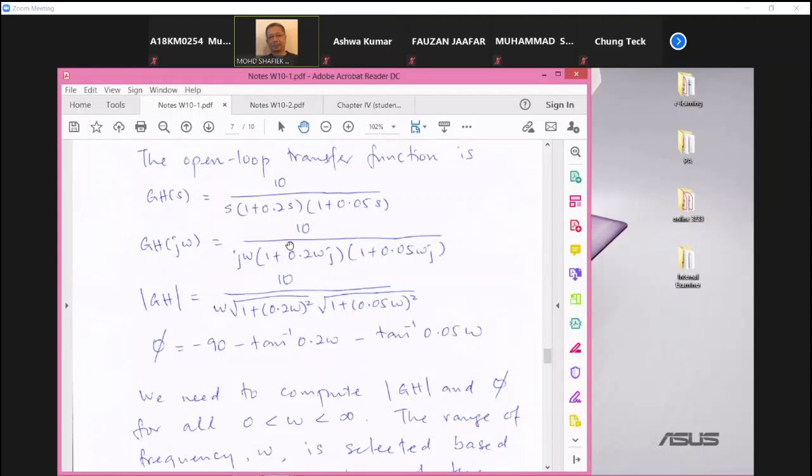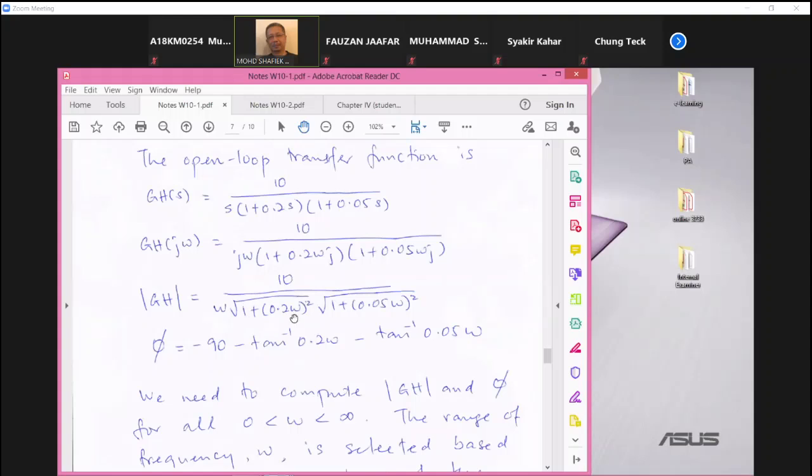Now the phase angle. You have 4 terms here. In the numerator, you have 10, which is just a real number. The phase angle for a real number is 0, so you don't have to worry about the phase angle of 10. For the 1 over s term, since it's in the denominator, you put a minus sign. Every term in the denominator gets a minus sign. The angle of omega is always 90 degrees, so the minus sign comes from the fact that it is in the denominator.